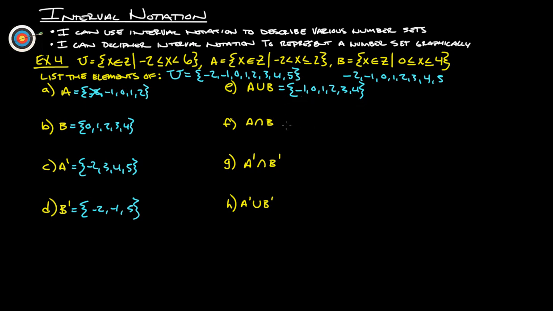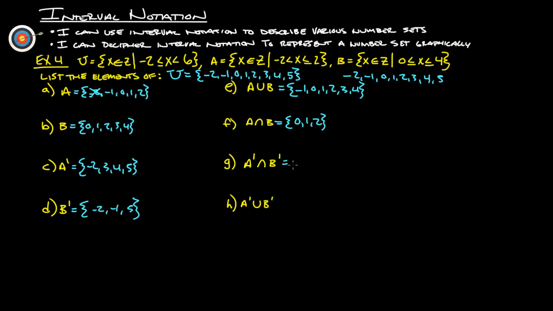All right. A intersect B is what they have in common, right? So what do A and B both have? A and B both have 0, 1, and 2. So they have those 3 in common. So we've got 0, 1, and 2. That's what they have in common.